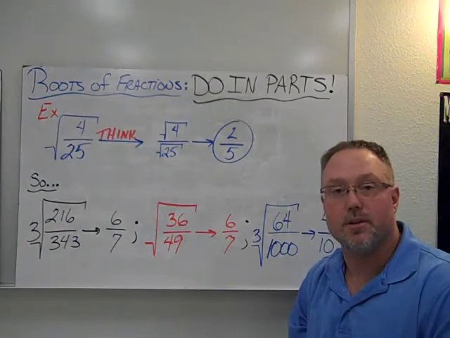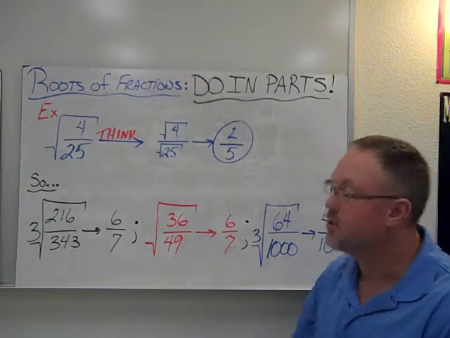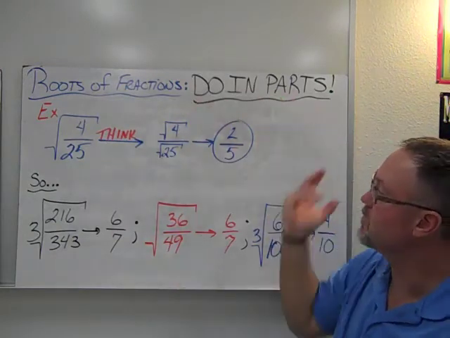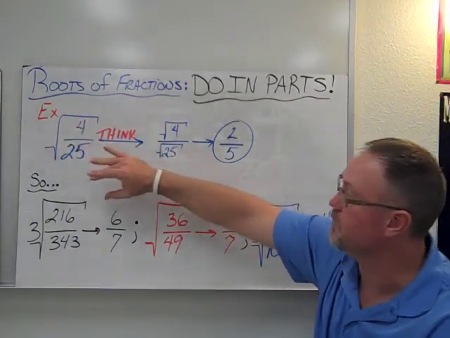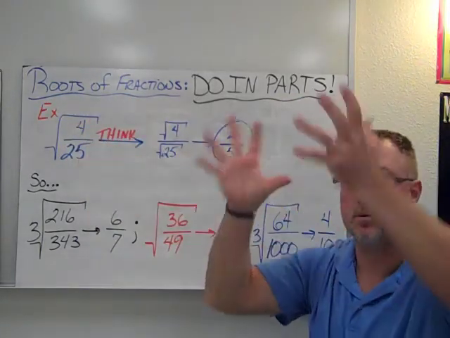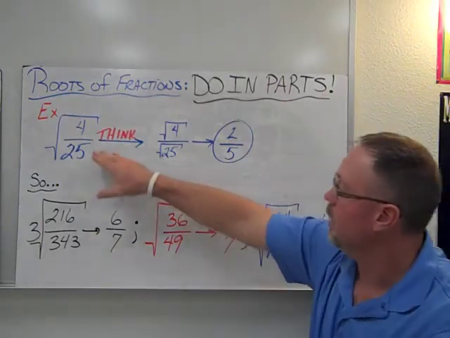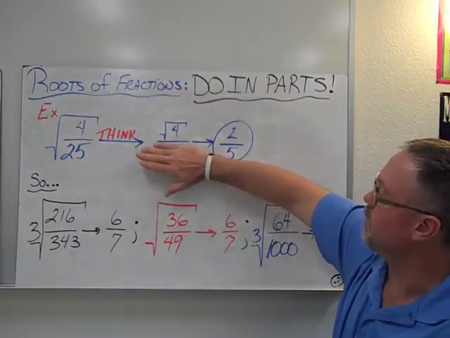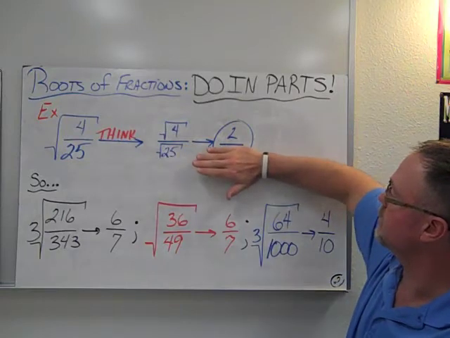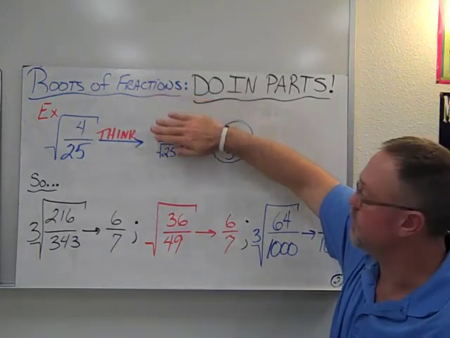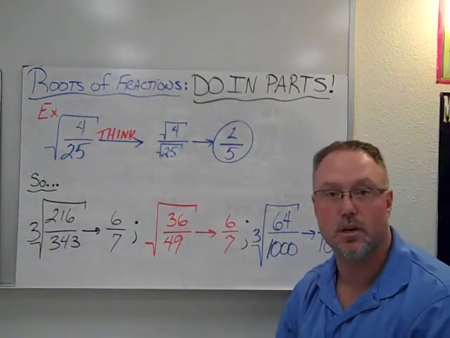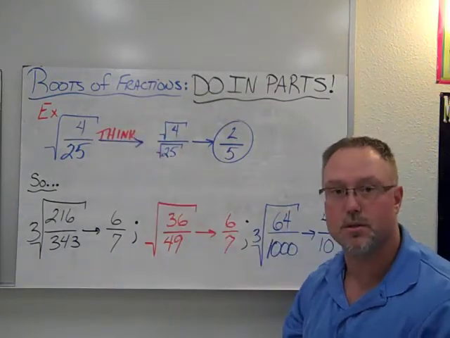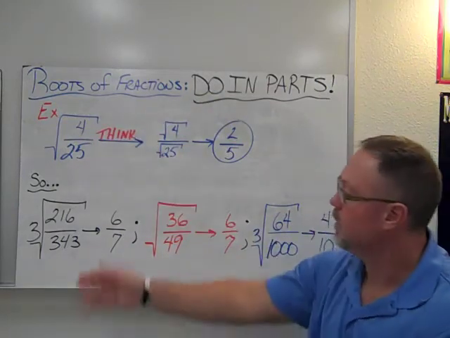One of the other things that we can throw in here is roots of fractions. We want to do this in parts. So if you're given a big problem like the square root of 4/25, we don't want to try and think, oh, I got all this stuff to do. I want to just think separately, okay, what's the square root of 4? Well, that's 2. Square root of 25? Well, that's 5. So I end up with a fraction of 2/5. So again, we're just doing it in parts of something that we've already done.